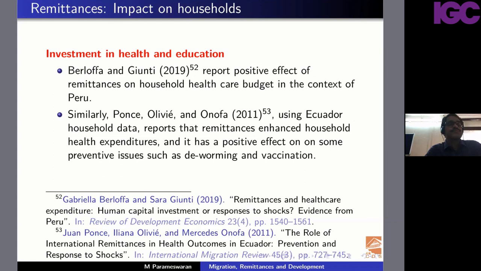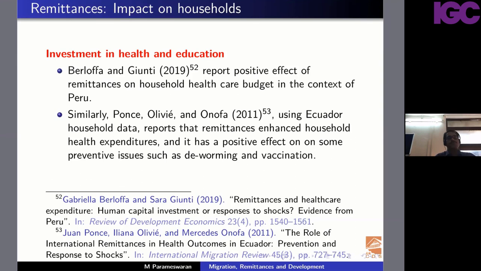We can also see a similar thing in the context of health expenditure. But there is the last study, which is not here, which also gives some evidence on deworming and vaccination. This study also shows that migration contributed to improved knowledge about health. So apart from increased expenditure, the migrant families also have better information about health practices. So this is the broad idea of how migration and remittances contribute to the various aspects of development.